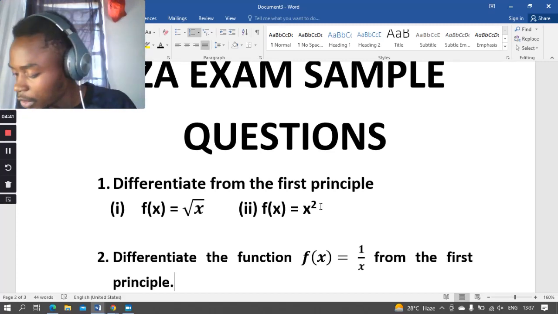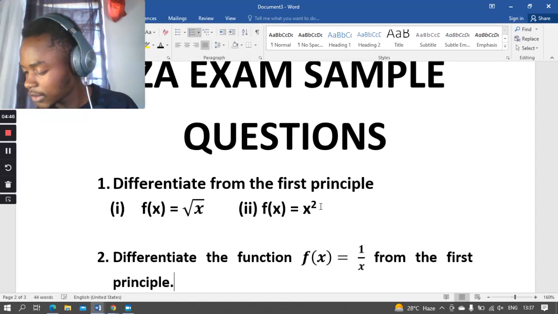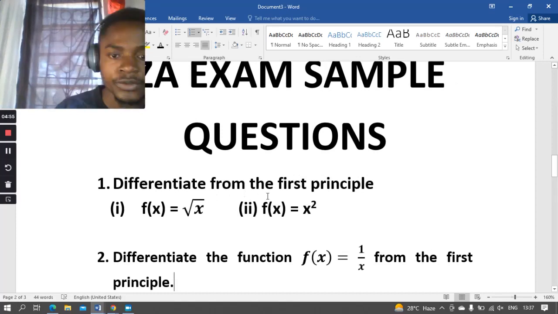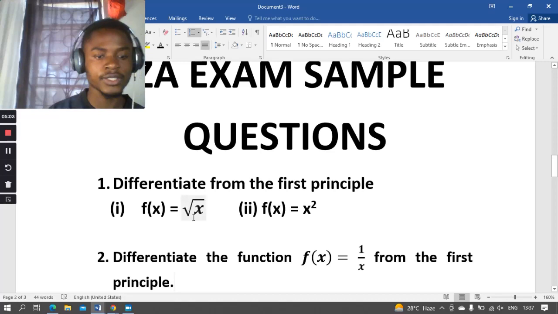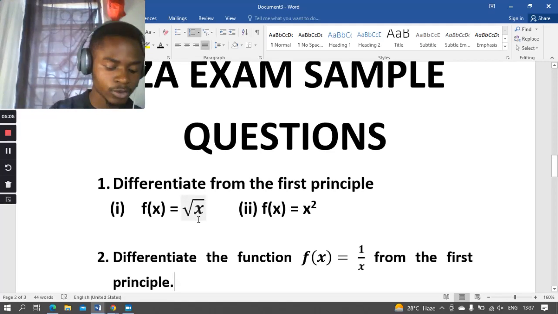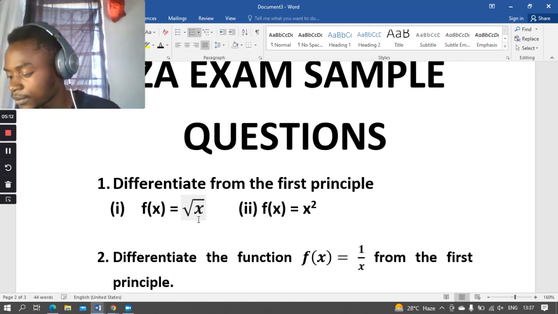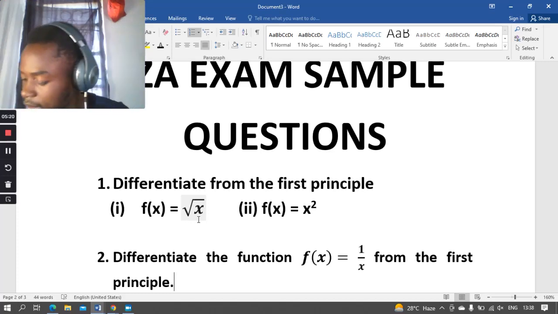And I'm not using any questions apart from questions from your course. So let me just share the video so that some people can also benefit. Okay, so the first question is differentiate from the first principle. The first question is f of x is equal to square root x. And then the other one is f of x is equal to x squared.